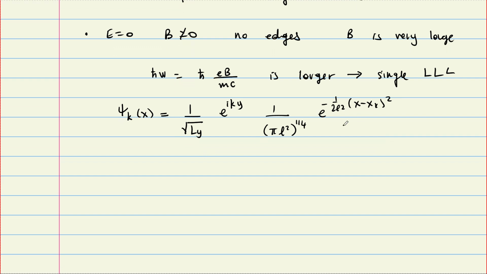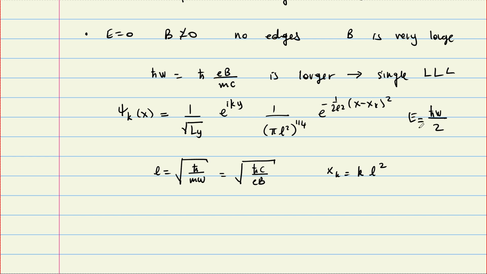So in this equation, L is square root of h bar over m omega, the harmonic oscillator length, which can also be written as square root of h bar c over eB, and xk is equal to k L squared. And the corresponding energy for this lowest Landau level is going to be h bar omega over 2. Let me also write that E is equal to h bar omega over 2.